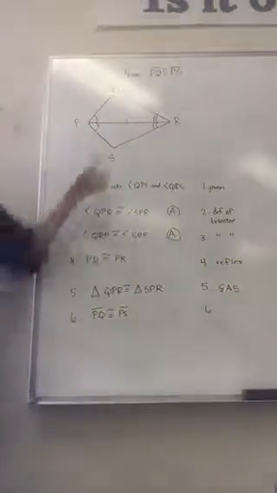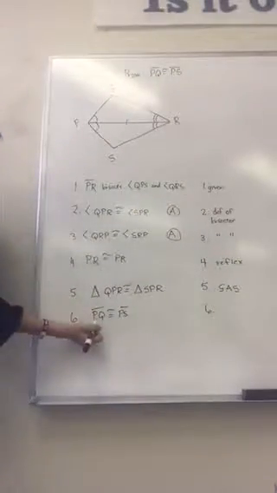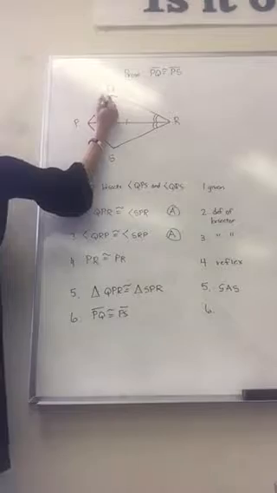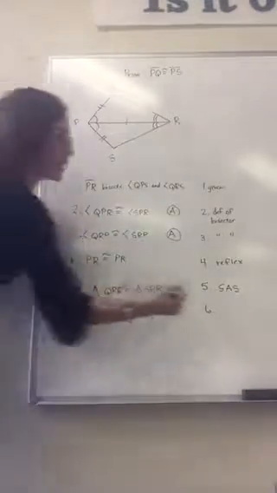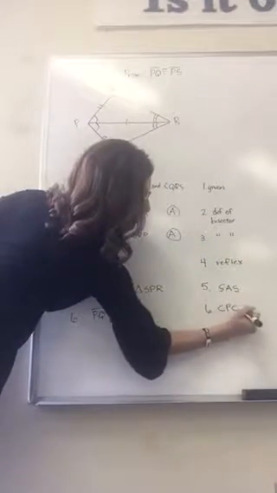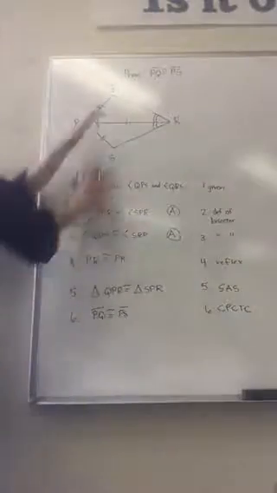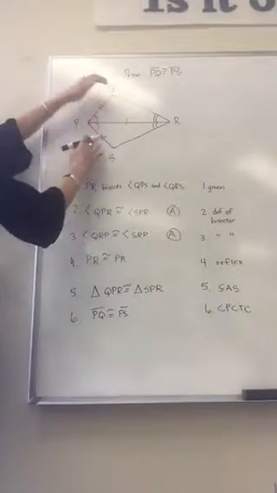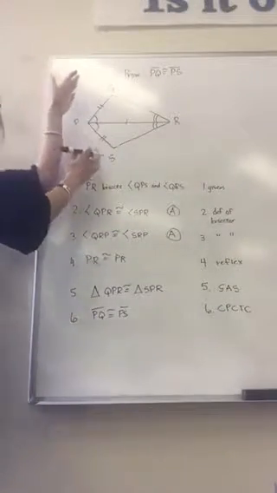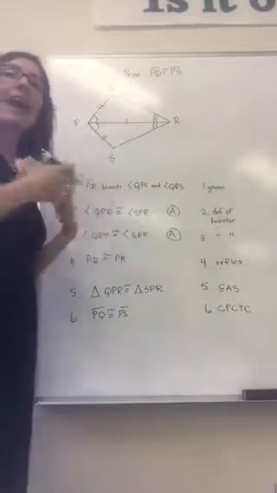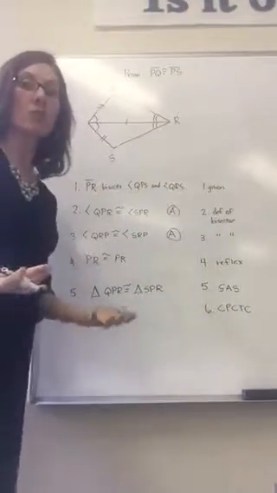So now I can do what they asked, and I can say PQ is congruent to PS right here by corresponding parts of congruent triangles are congruent. So I proved the two triangles congruent, and then I knew that I could say that any other corresponding parts had to be congruent because the whole triangles were congruent.